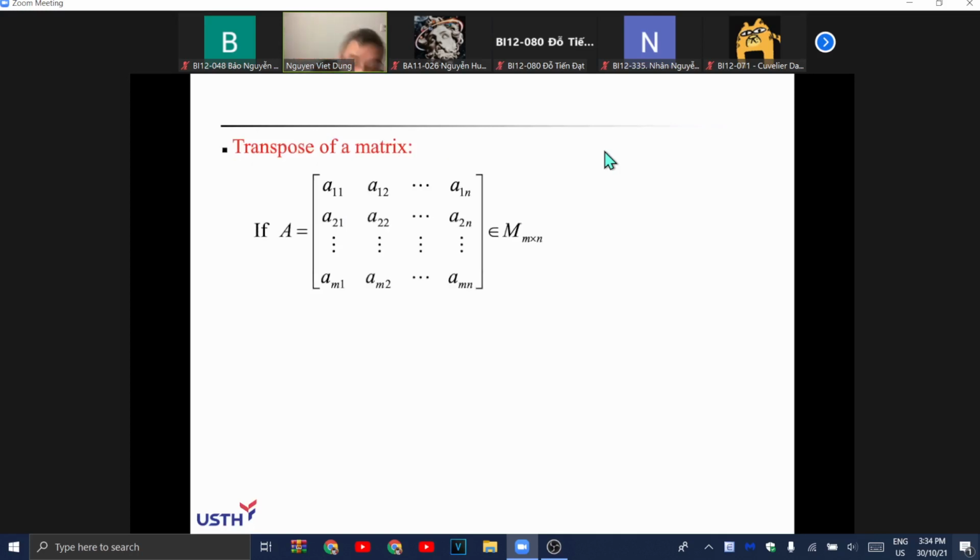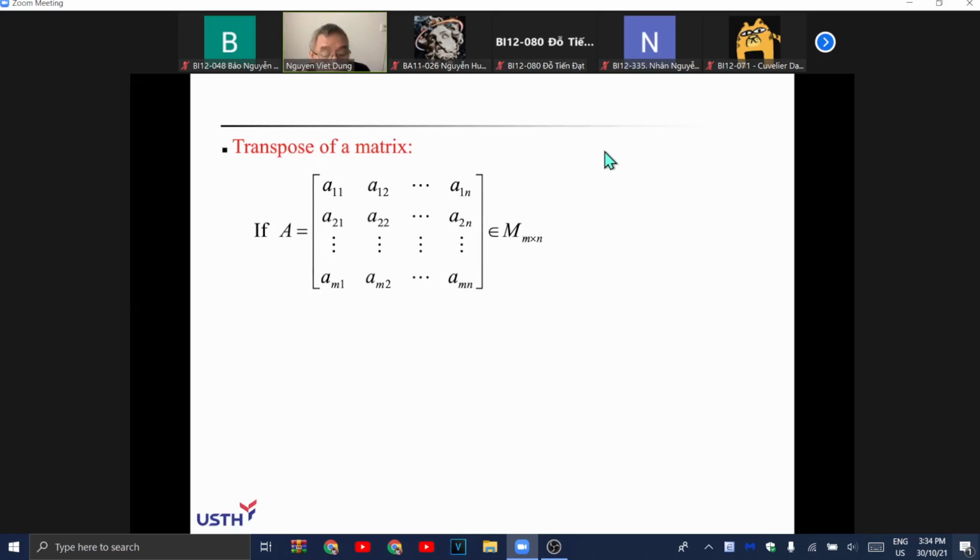That will be explained later. Now I introduce just only one operation, that is the transpose of a matrix.